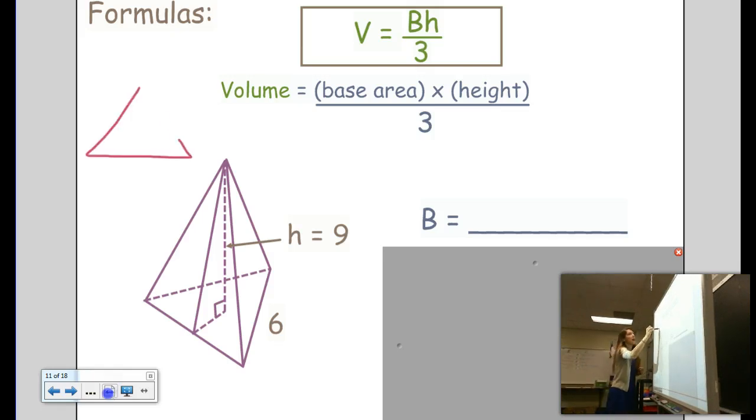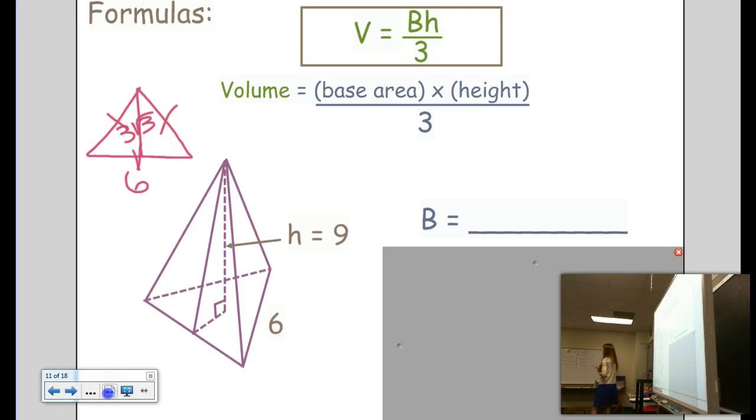Remember how we said our pyramids were going to be regular pyramids? Regular means all sides congruent. Equilateral. So this is an equilateral triangle with sides of 6. I'll give you the height. No, that's the height of the pyramid. You need the height of the base to find the area of the base.